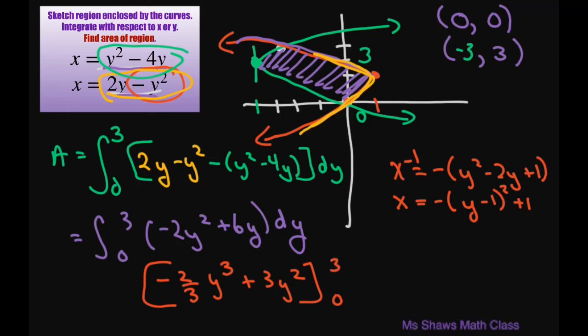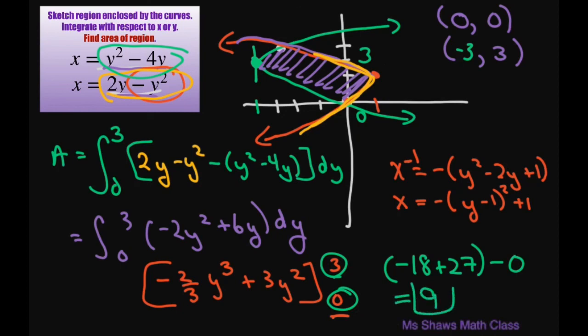I don't know if I want to squeeze all this in here. I think I can. When you substitute in the 0, it's going to go away. It's just going to go to 0. So if you substitute just in the 3, that's all we have to do. We're going to get negative 18 plus 27, and then we're going to have that minus 0 for this piece. So our area is going to equal 9.